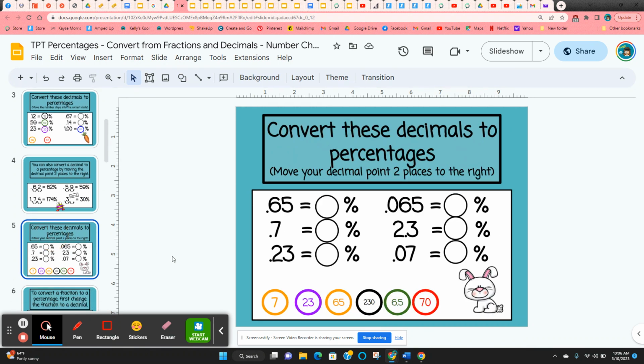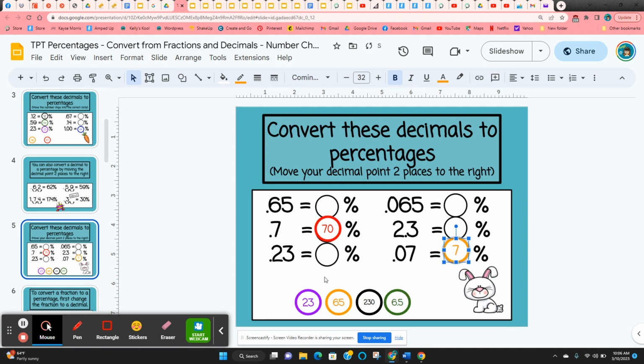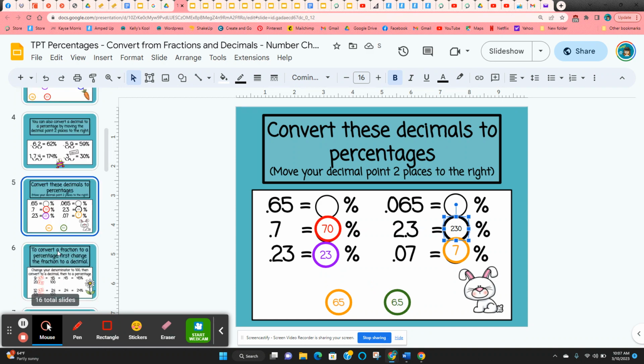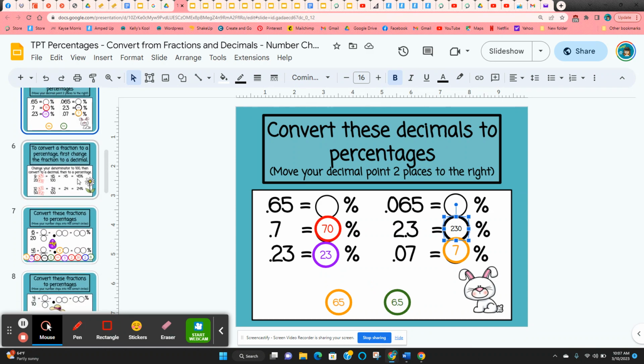When they get to slide 5, now they're going to be converting from decimals to percentages, so they have to be a little bit careful that they don't mix some of these up. For example, 7/10 would be 70%, moving the decimal point 2 places to the right. This one, 7/100 would be 7%. 23/100 would be 23%. 2 and 3/10 would be 230% if you move that decimal point 2 places to the right, and so on. So they have to be a little bit careful there.